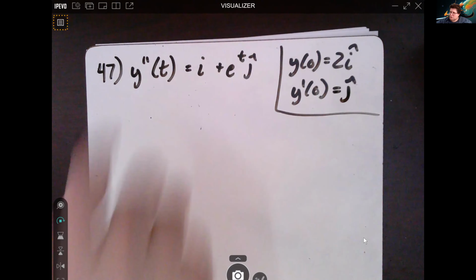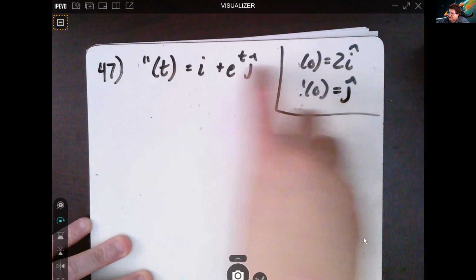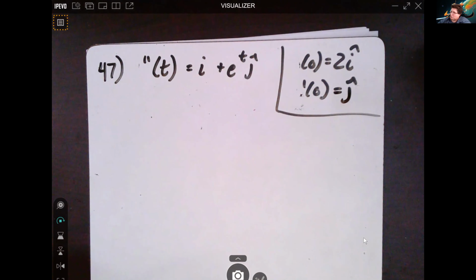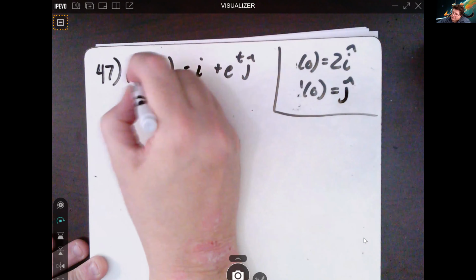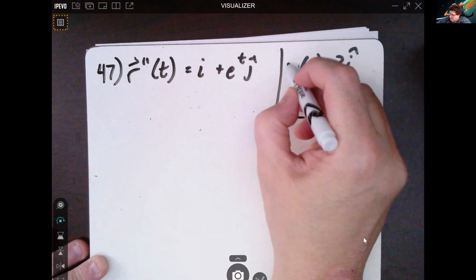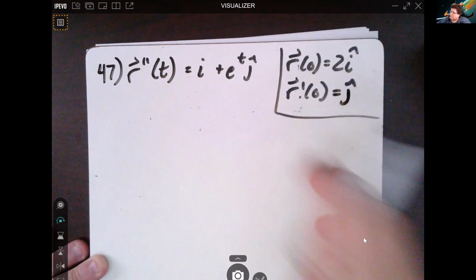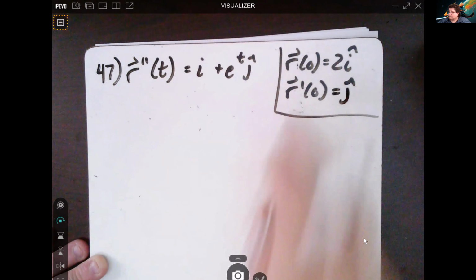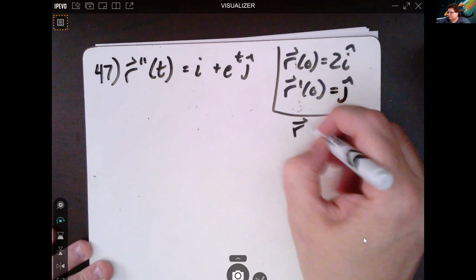Y is a terrible thing to use right here because our j vector is what we think of as y. So let's go back to r. I love r. And why do they use r? R is for radius.